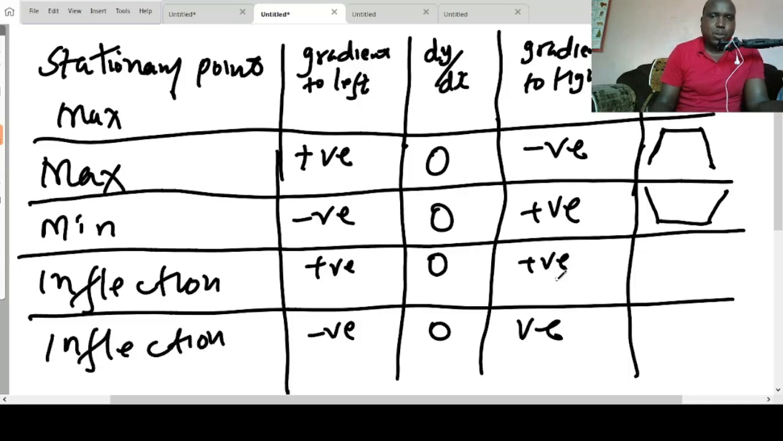So how does the point of inflection look? We start here with positive, we go up, positive, 0, then up. For negative, we start at a point down, 0, down. That is the point of inflection. So this and this are points of inflection. This is the minimum, this is the maximum. We are going to make use of them very soon.